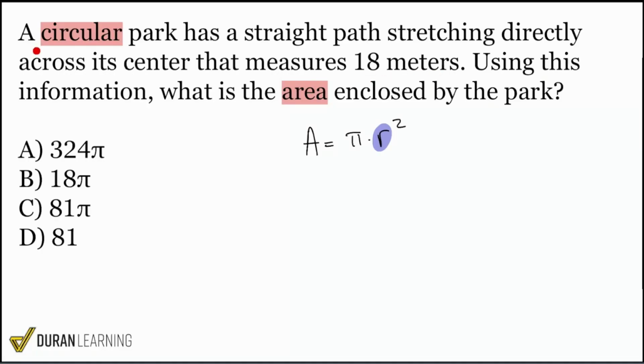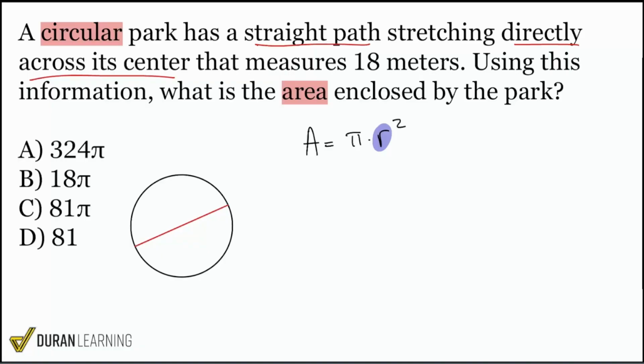So a circular park has a straight path stretching directly across its center that measures 18 meters. Okay. Let me go ahead, draw a circle, and let's say that we had, again, the straight path directly across the center from here across all the way, and that is 18 meters.